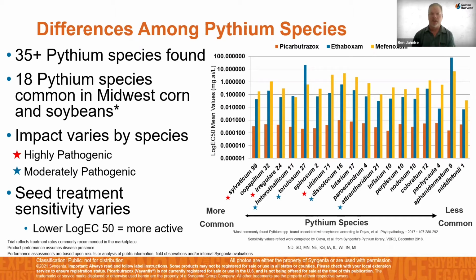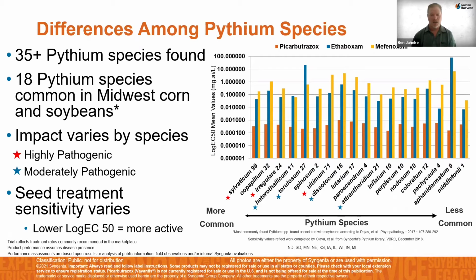It's important to note that Pythium isn't just a singular problem. In fact, there are over 35 Pythium species that exist. About half of these are common in Midwest corn and soybean fields. It's also important to note that their disease impact varies by species. You can see the more common species listed in the graph off to the right here.